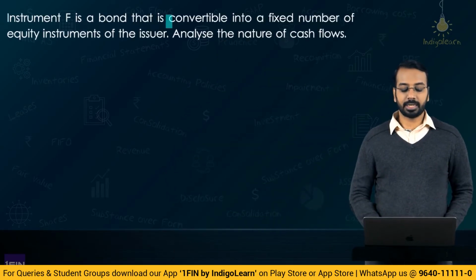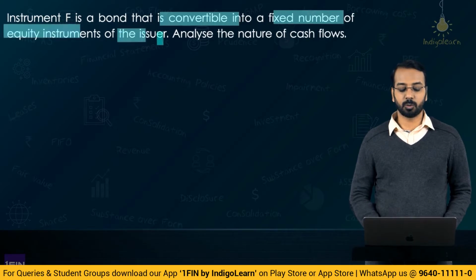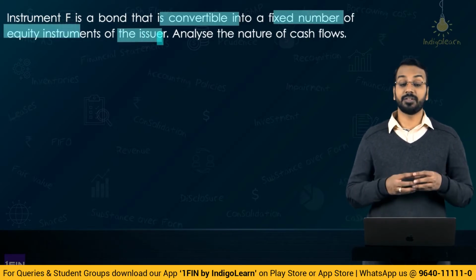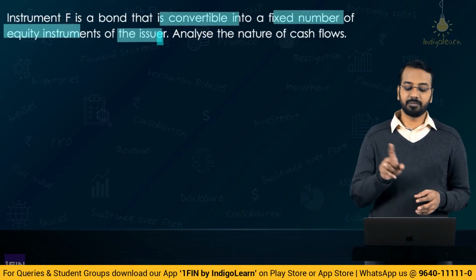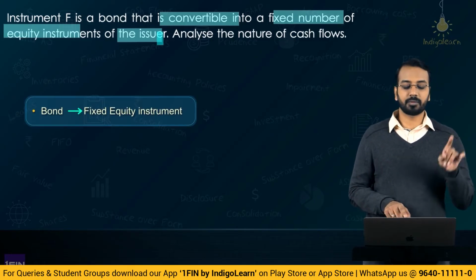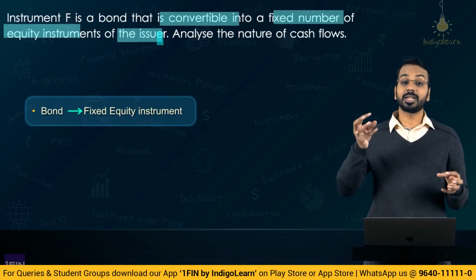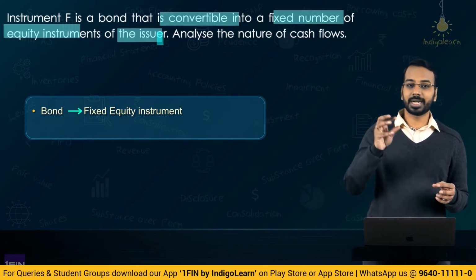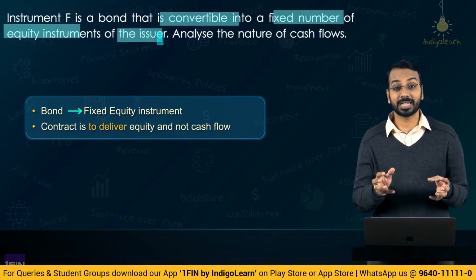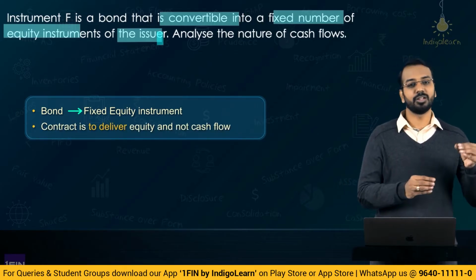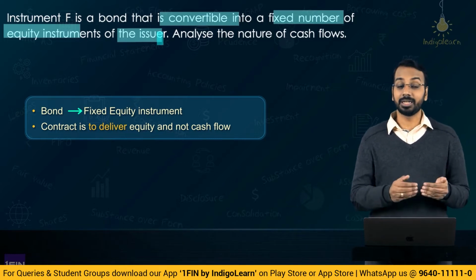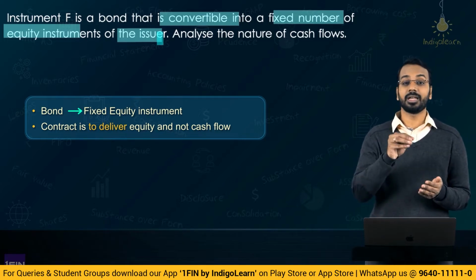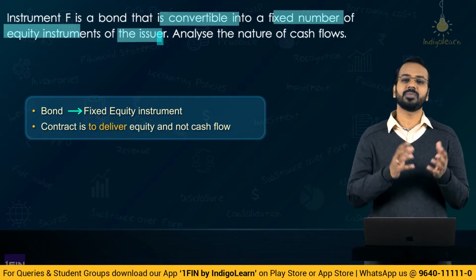Instrument F is a bond that is convertible into a fixed number of equity instruments of the issuer. Now here, instrument F is a bond. You have a bond that is convertible into a fixed number of equity instruments. Now here, what is the contract giving us? Is the contract giving us cash flows? It is not giving us cash flows. It is giving us equity. You may sell the equity and get money, but is there a contractual cash flow which is flowing into the entity? It is not, right?